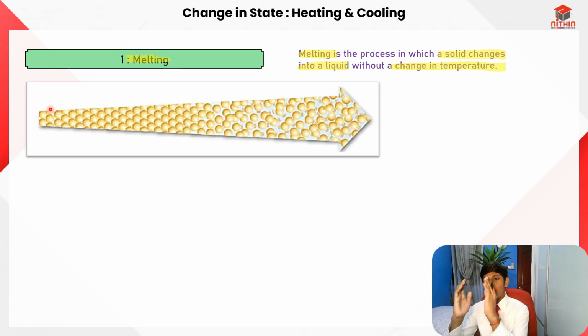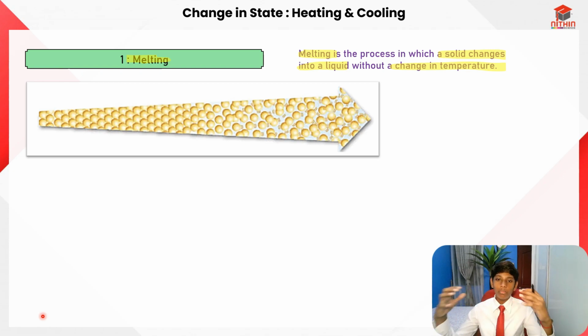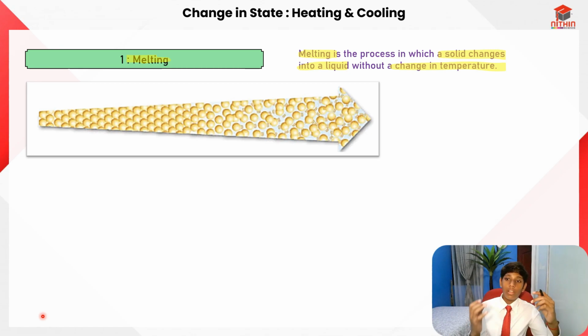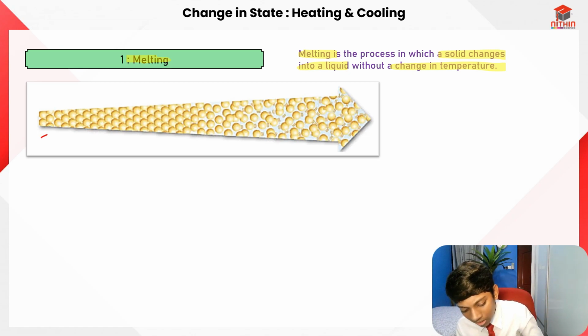You can see that at first it was a solid, very closely packed to each other. The forces of attraction are very strong, and the particles can't move freely. They just vibrate about in their fixed positions. Slowly, when it gains heat, it starts melting. Let's just take this as water. In solid state it is ice, and in the melting state it is water.